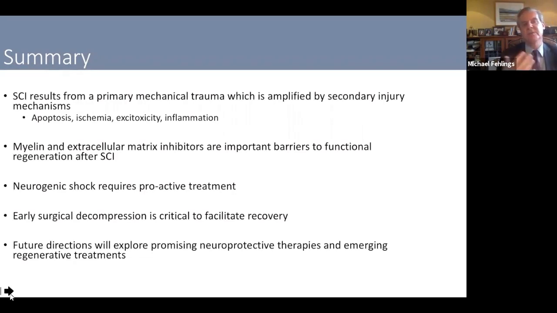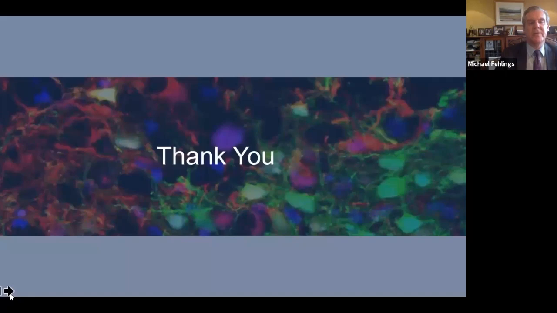So in summary, spinal cord injury results from a primary mechanical trauma, which is amplified by secondary injury mechanisms, including apoptosis, ischemia, excitotoxicity, and inflammation. Myelin and extracellular matrix inhibitors are important barriers to functional regeneration after spinal cord injury. Neurogenic shock requires proactive treatment. Early surgical decompression is critical to facilitate recovery. Future directions will explore promising neuroprotective therapies and emerging neuroregenerative treatments.